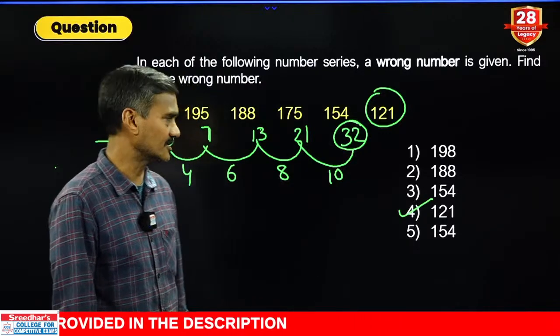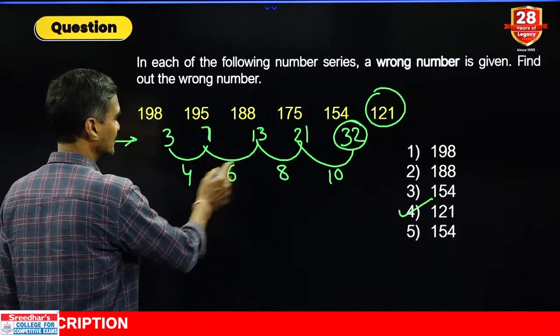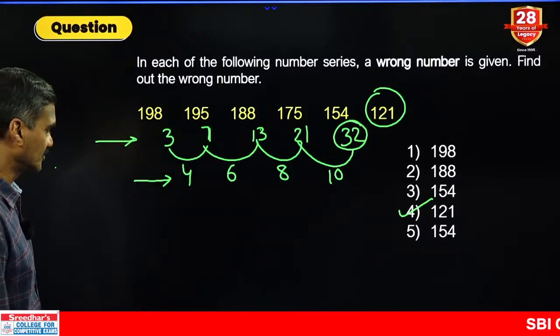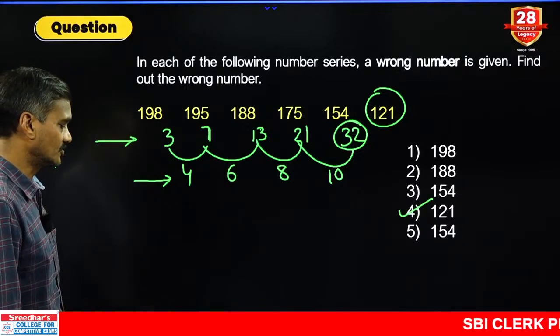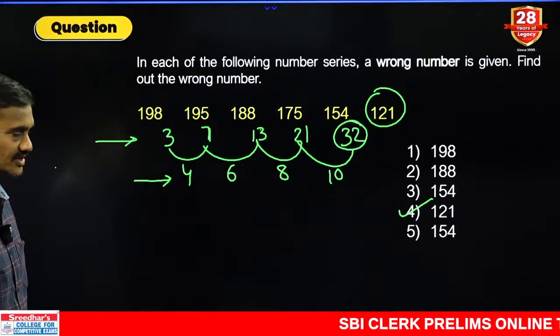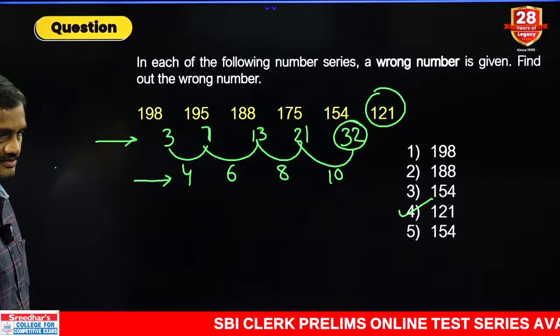Are you getting my point or not? Hence, here the differences between the numbers are 4, 6, 8, 10. Even number differences. Okay? Now this is about question number 1. And what is your answer here? Choice 4 is the answer. Tejasvi, you have given the correct answer. And again, yes, Ajay. Good.